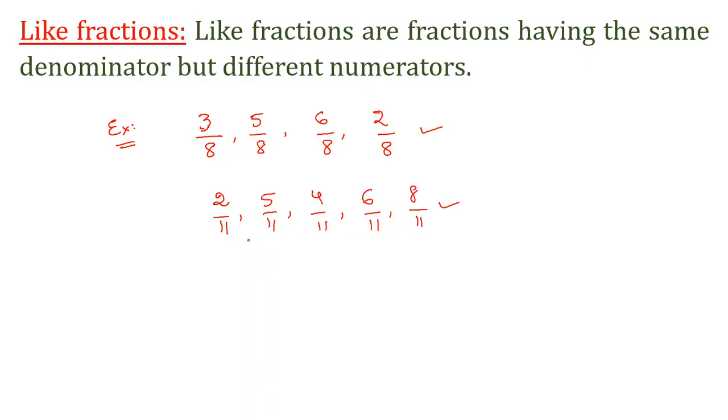If in any given fractions the denominators are equal, those types of fractions are called like fractions. Okay, next I am going to the next type, unlike fractions. So here this is also simple. Unlike fractions are fractions having different denominators. In like fractions the denominators are the same, here they are different.